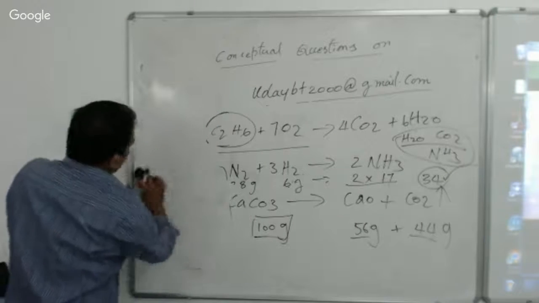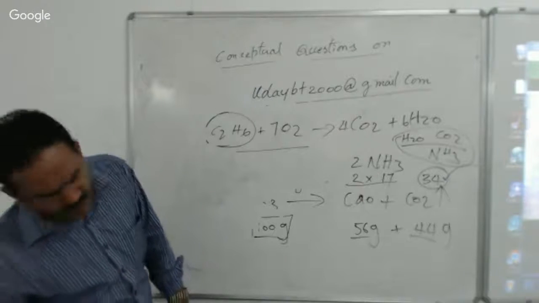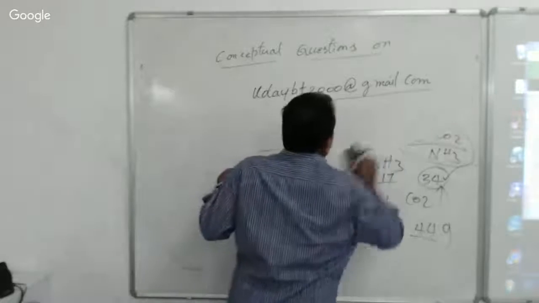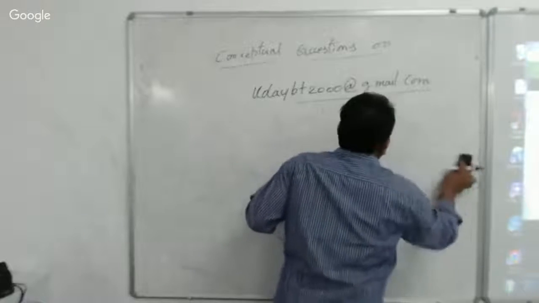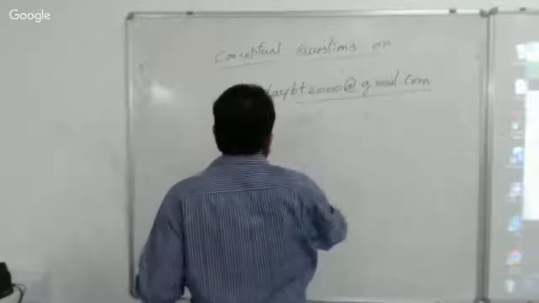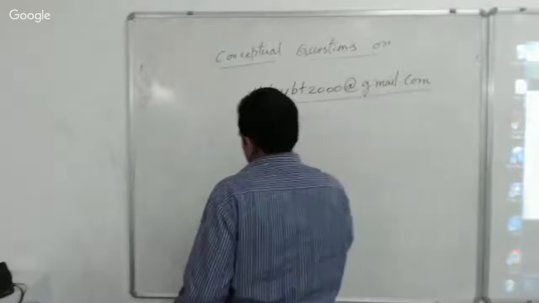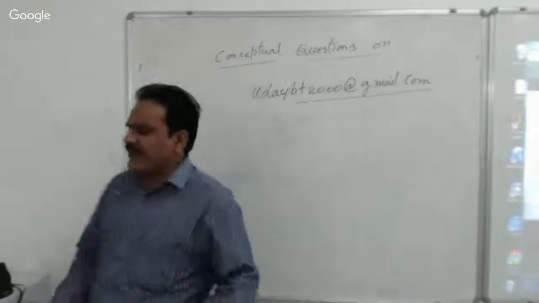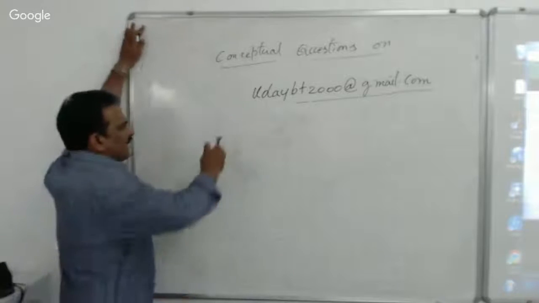So now the first one is the law of conservation of mass that we have seen. Let us have a look at the second law, which is the law of definite proportions. Whenever, irrespective of the source of the substance, it contains a fixed ratio between the combined elements. So what does it mean? Let us have a look at it.